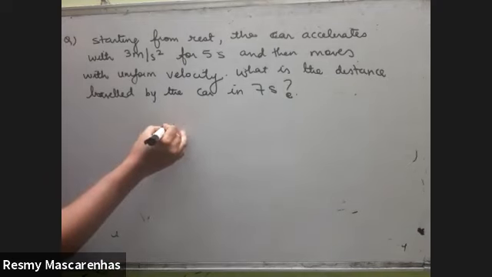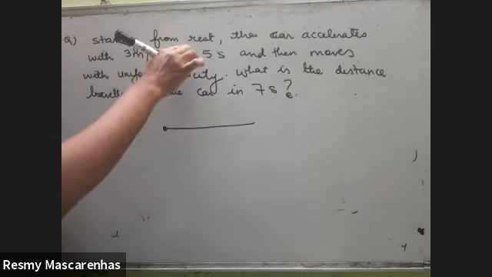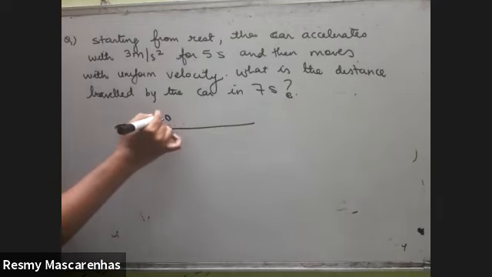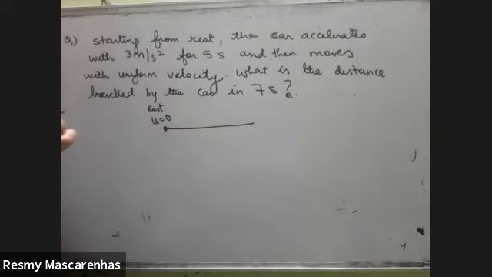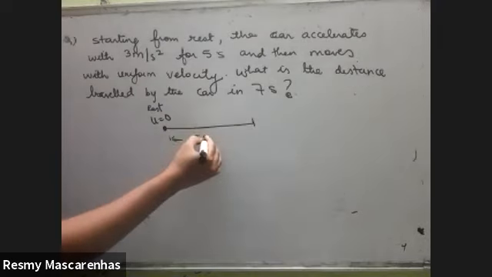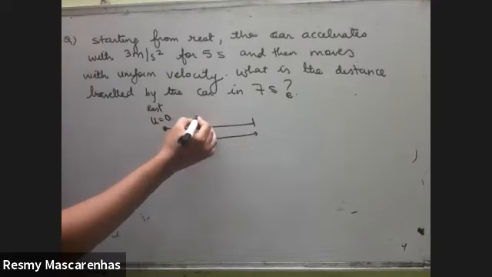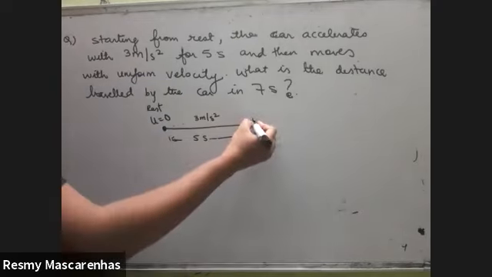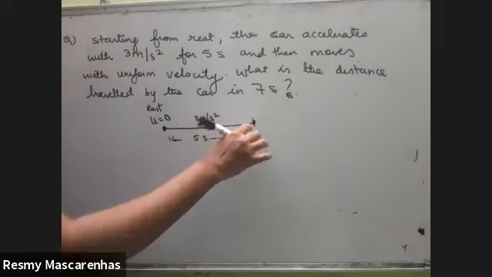There is one car which is starting from rest. So obviously u will be 0. This is starting from rest. And then it is accelerating for 5 seconds. Consider this time is for 5 seconds. How much is it going up to? 3 meter per second square. And then after this point, what is happening? It is moving with uniform velocity.